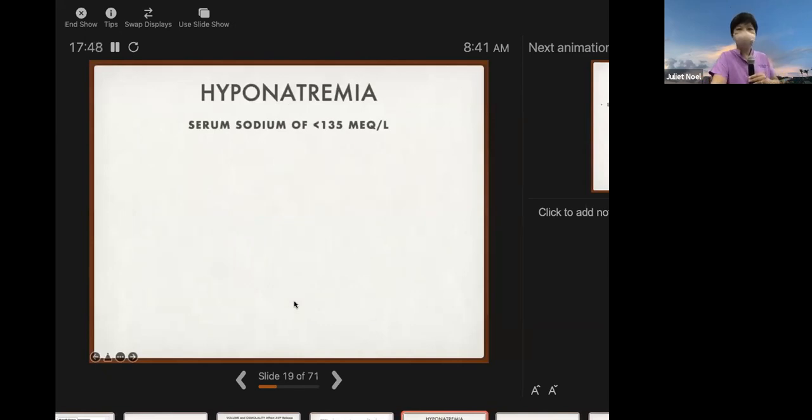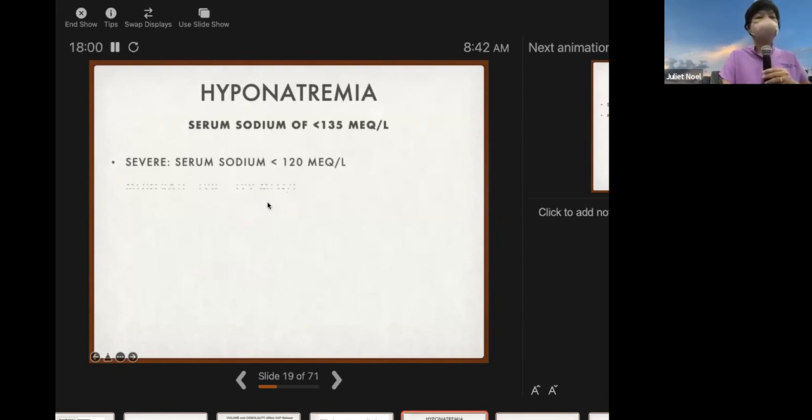So how do you define hyponatremia? It is any serum sodium less than 135. The severity would depend on the level. It's severe when it's less than 120, moderate between 120 to 129, and mild between 130 to 134 mEq per liter.